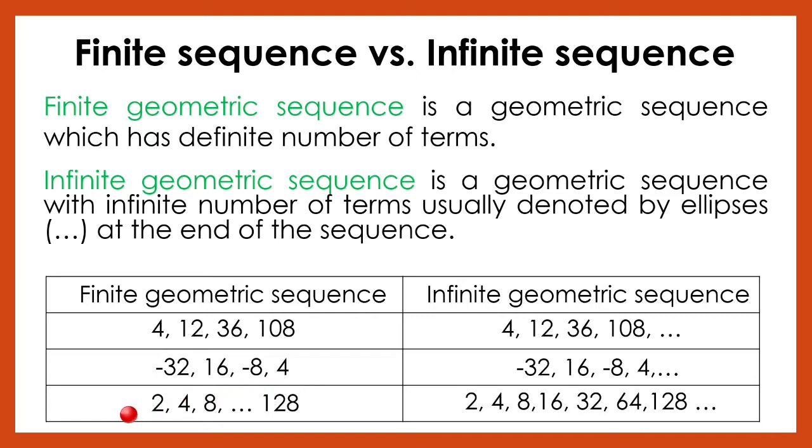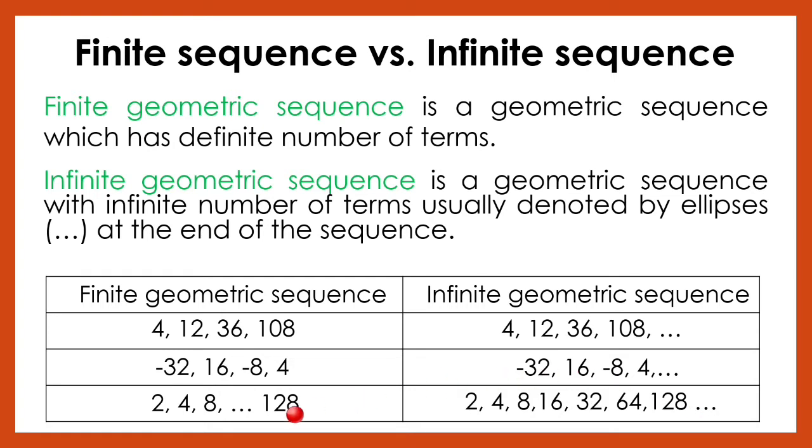Tignan natin itong pangatlong example. We have 2, 4, 8, and then ellipsis, then 128. While in the infinite geometric sequence, we have 2, 4, 8, 16, 32, 64, 128, and then ellipsis. So, meron tayong ellipsis dito, but hindi sa end ng sequence, nasa pagitan siya ng terms. It means that meron pang terms na kasama dito. So, like, for example, we have 16 and 32. So, hindi na ilagay yung 16 and 32, but nandito yung ellipsis. While in the infinite geometric sequence, yung ellipsis natin ay nasa end ng sequence.